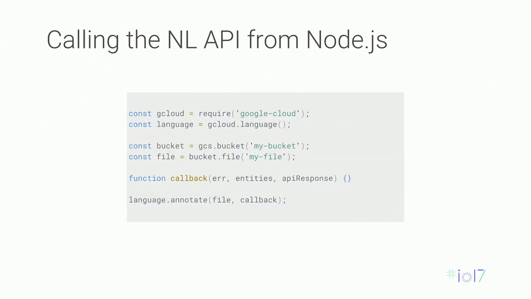Another thing that you might want to do with your text, just forgot the code snippet here. So if you want to call the Natural Language API from Node.js, here's a snippet of code of how you would do that. In this example, I am passing it a file from Google Cloud Storage. You can also pass it raw text. And just call language.annotate, and it'll give you your annotation response back.